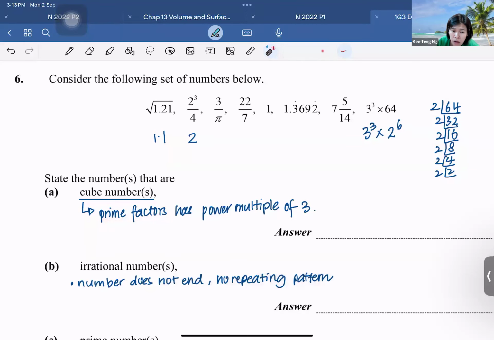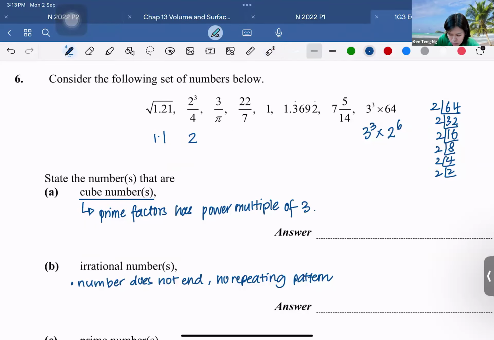So let's check. I must have a number that is, to begin with, an integer itself, a whole number, and it can be expressed as a product of prime factors. So I look at all these numbers. Okay, this number is already just 2. This number is not an integer, so I'm not going to consider. Not integer, not integer. Number 1, but 1 is just 1 itself. It doesn't have any other prime factors already.